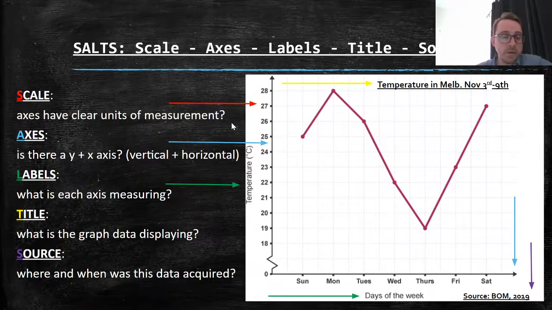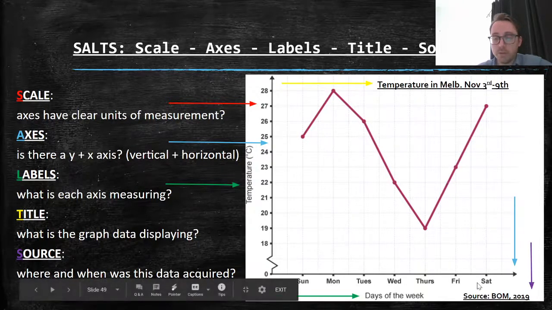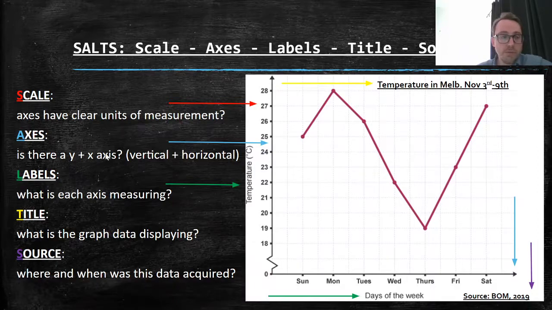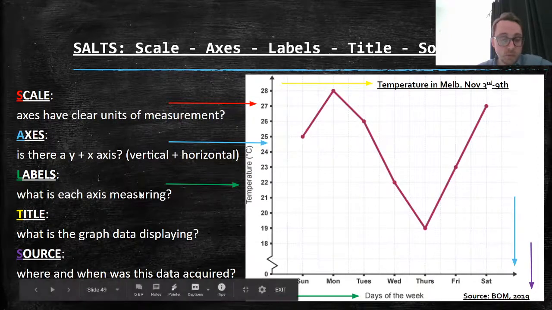And then finally, I need to have a source. Where and when was this data acquired? What this title doesn't tell me is the year that this information comes from, but that's all right, because it's in my source at the bottom there. The BOM is the Bureau of Meteorology, the weather department in Australia, and the graph is from 2019. So each graph needs to have SALTS: scale, axes, labels, title, source.